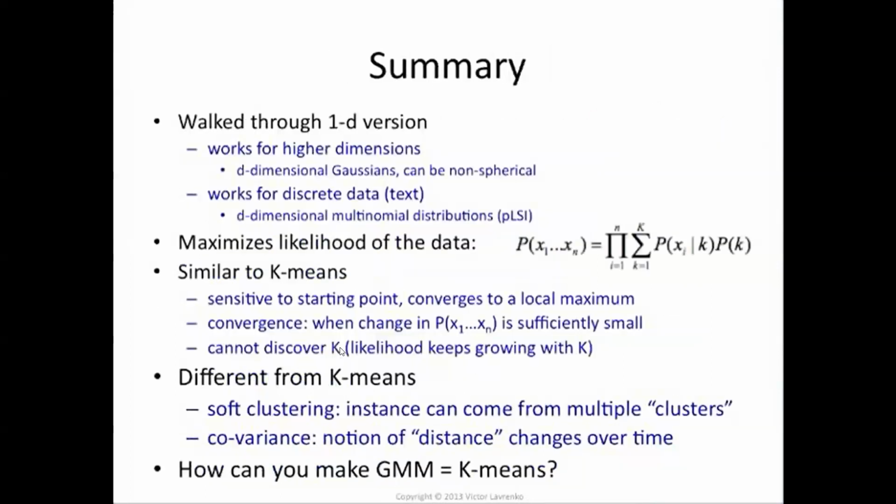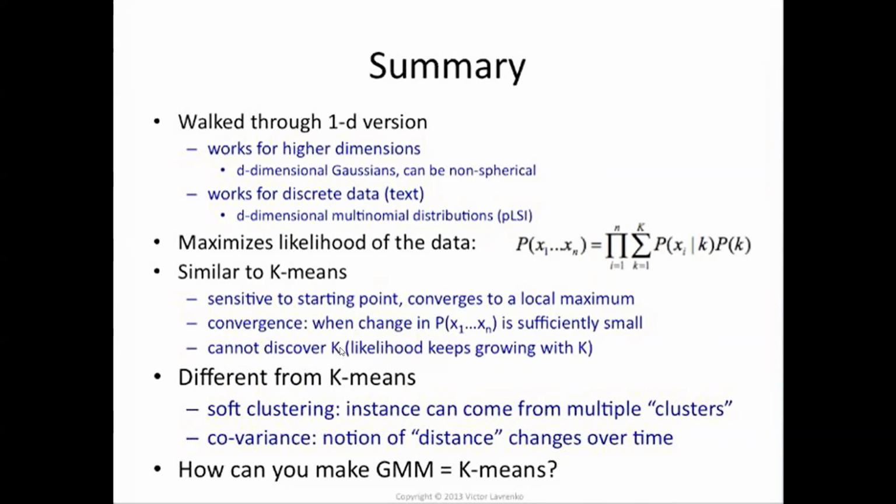Okay. All right, so let's summarize. We talked about mixture models, talked about the EM algorithm. We walked through 1D version, and we had an example for multiple dimensions. You can use it for real-valued data. If you do that, you use Gaussians. You can use it for discrete data, and there, instead of Gaussians, you would use multinomial distributions. And there are many examples of models like that. It's a probabilistic model, so it tries to fit the likelihood, which makes it nice. It is similar to k-means in many, many ways.